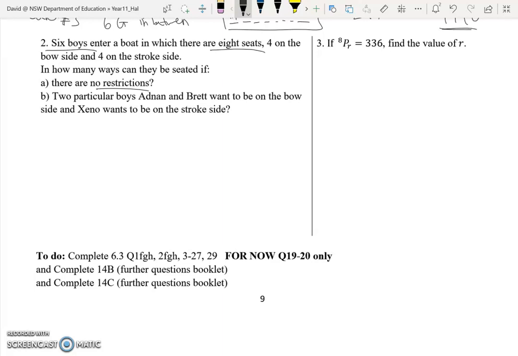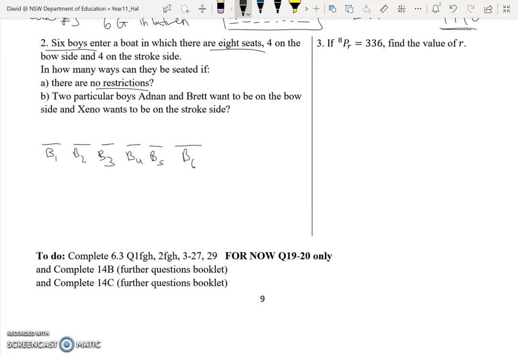What we're going to do is consider one boy at a time and consider how many seats that particular boy has got the option of taking. So 1, 2, 3, 4, 5, 6. I'm going to put the 6 boys there. Normally this would be places, but I'm going to have this as boys. So boy 1, boy 2, boy 3, boy 4, boy 5, and boy 6.